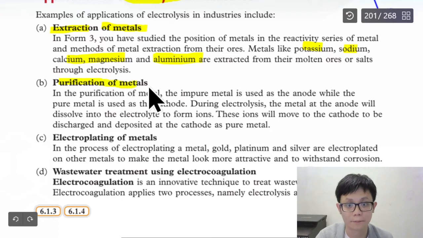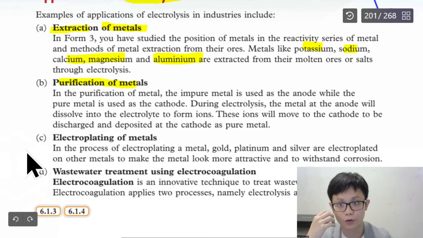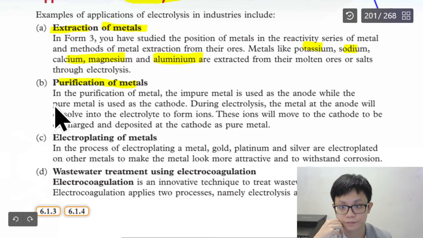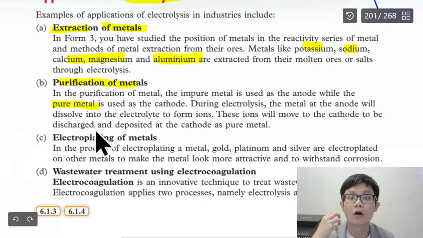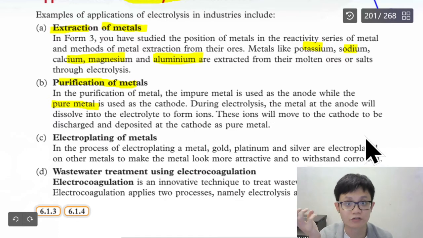Next, purification of the metal. Purify means what? To make it more pure. More pure means more original. So you might also want to use electrolysis for purification.